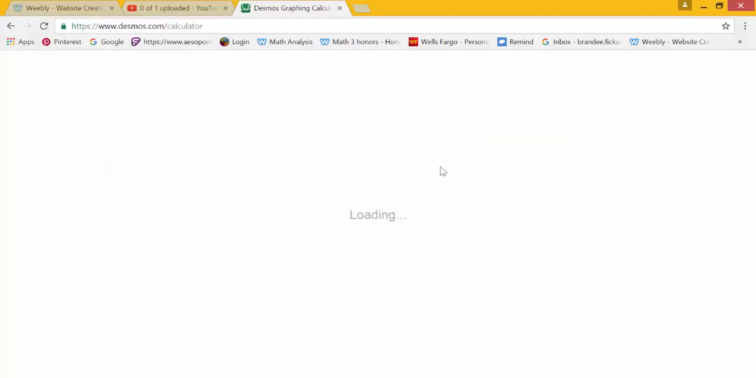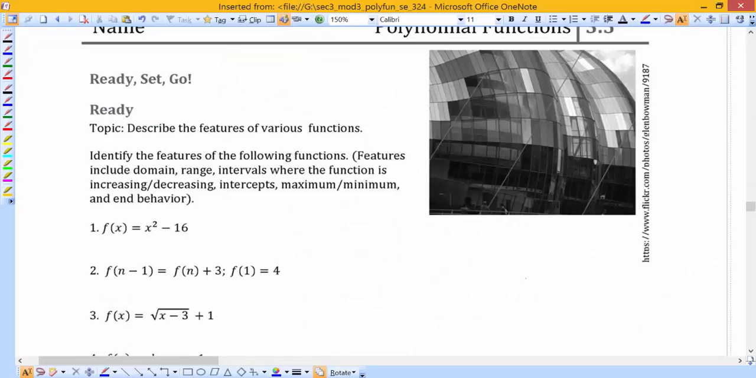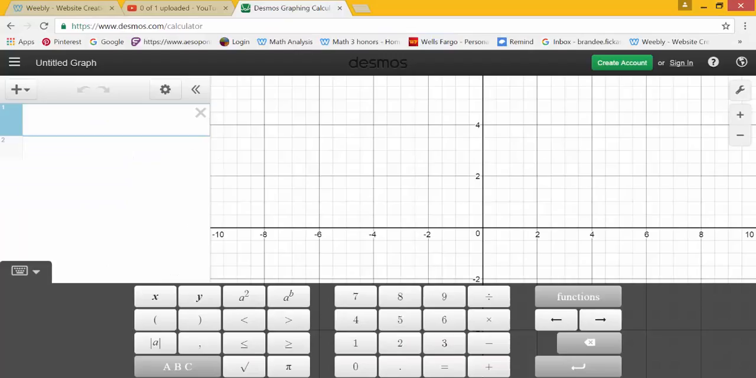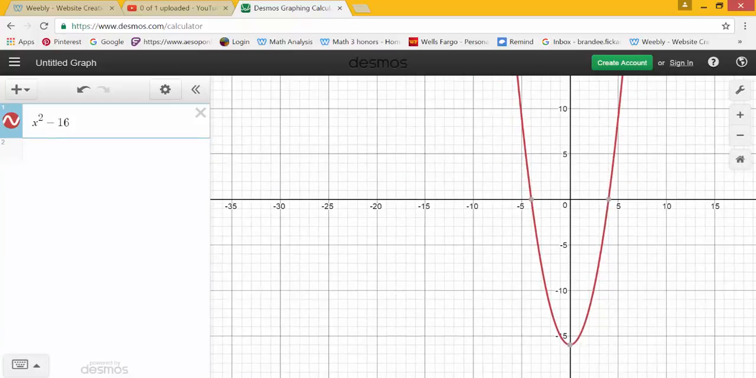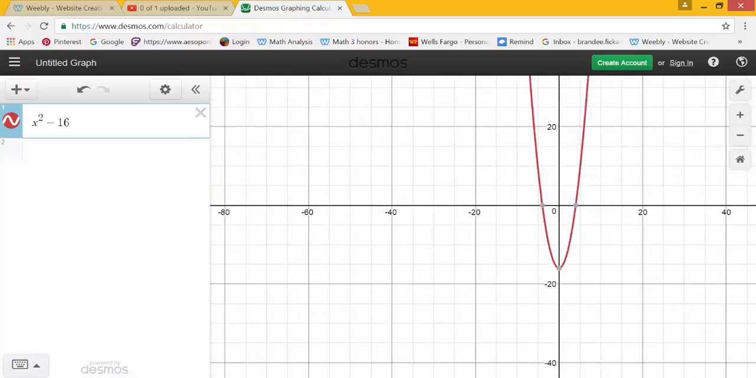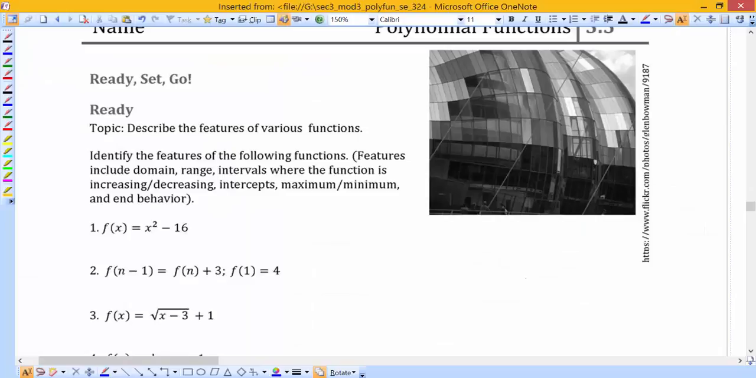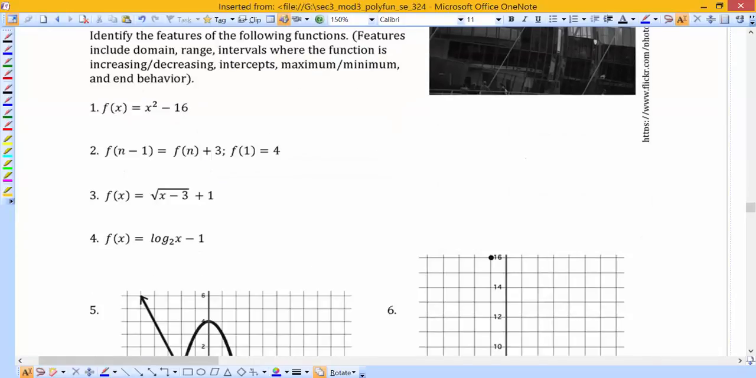And I'm going to plug in, what was it? X squared minus 16. So x squared minus 16. Just kidding. Minus 16. Okay, so now I'm looking at this graph. And the first question that it asks me is for domain and range. You will definitely want to put your work for this on another piece of paper. There's not enough room here.